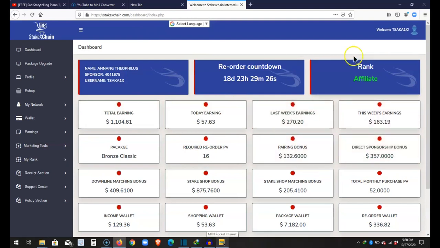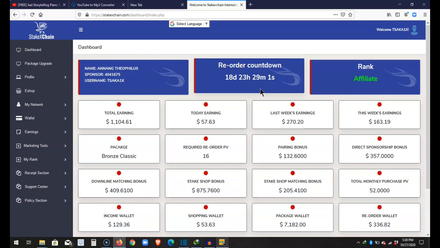Now, when you enter, there are three boxes at the top. The first blue box over here shows your details. That's your full name, your sponsor number, and then your username as well. Now, the middle box, which is one of the most important boxes, shows you your reorder countdown. It means that you have about this number of days to reorder products again.